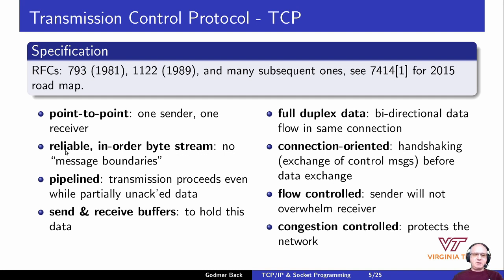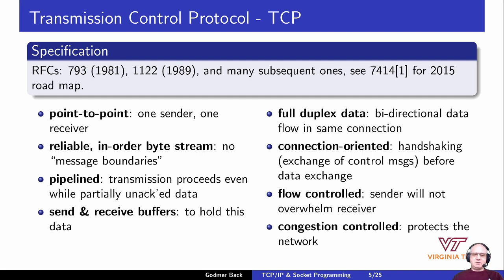So reliable means that if any of the segments that are exchanged between two TCP endpoints are lost, then TCP will make sure that they are being retransmitted and then acknowledged by the other side. Second, in order means that bytes are received in the order in which they are sent. There are no message boundaries.